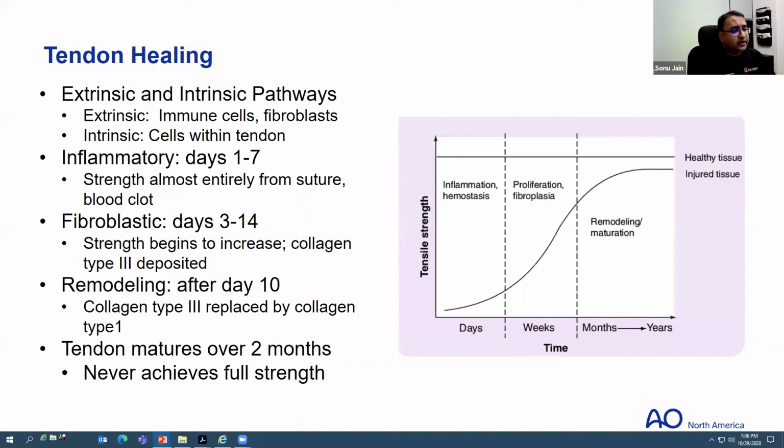The type 3 collagen is deposited. And then after day 10, you get remodeling, where the type 3 is replaced by the type 1. And so this tendon matures over 2 months, but the tendon never achieves full pre-injury strength.